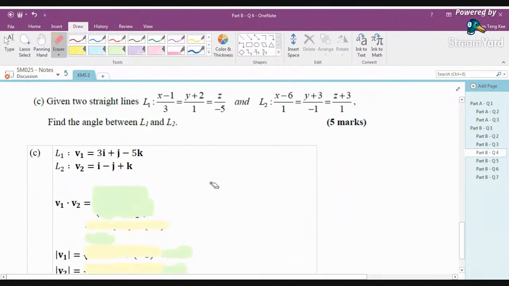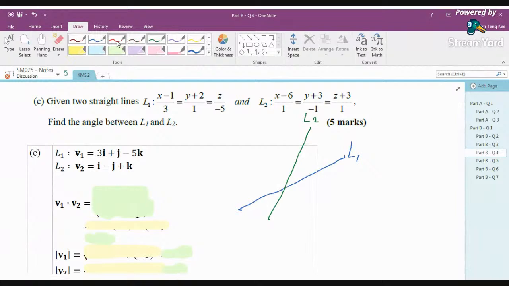Next, given the straight lines L1 and L2, find the angle between L1 and L2. So let's just try to have a simple drawing to see what is going on here as our strategy to solve. Let's say this blue line here, I have it as L1. Then I have another green line. I call it L2.